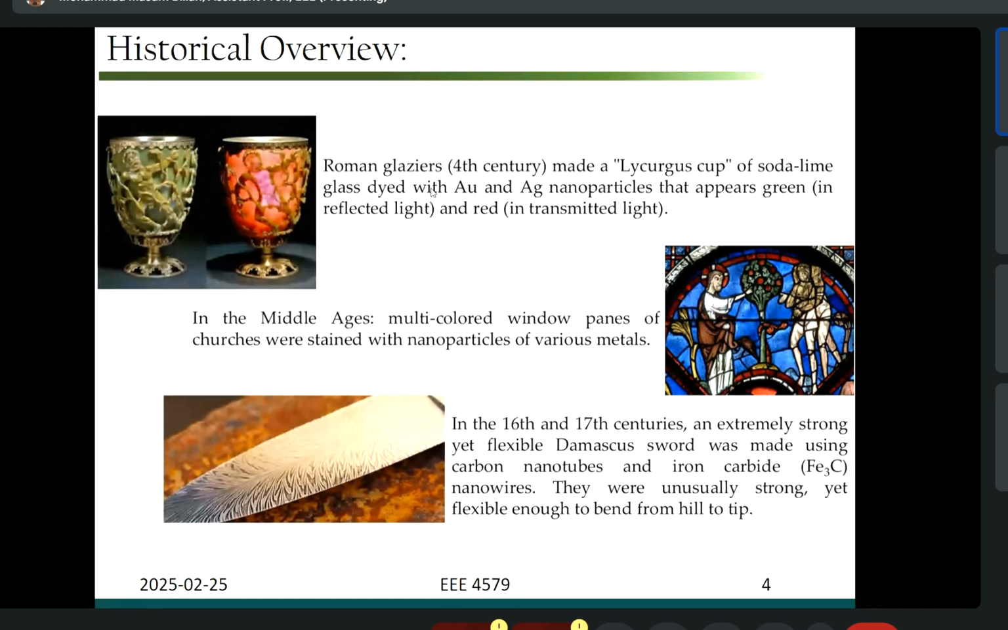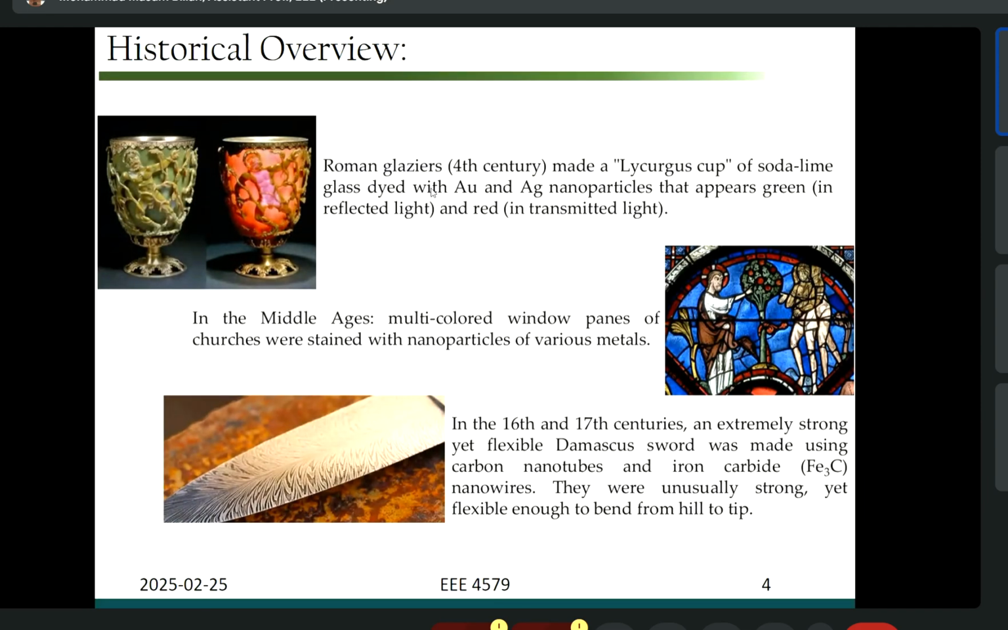Well, what do you think? Was nanomaterial used in the ancient period, or did people all of a sudden invent it? In this figure, you can see we already used nanomaterial a long time back. In the Roman Empire, they used a special cup, the Lycurgus cup, made of soda lime glass. It has gold and silver nanoparticles, and when light is incident and reflected, the glass appears green, and if light is transmitted through the glass, it appears red.